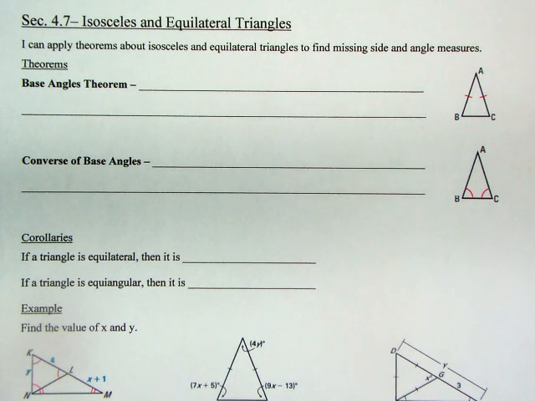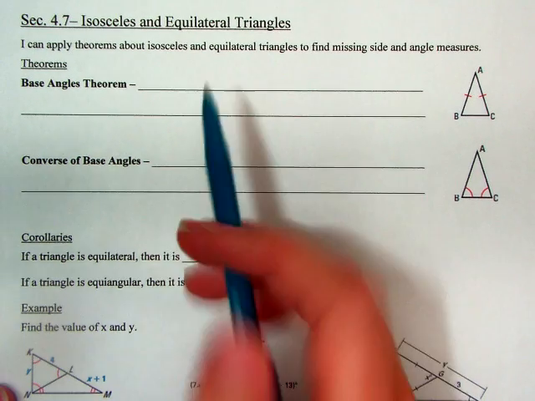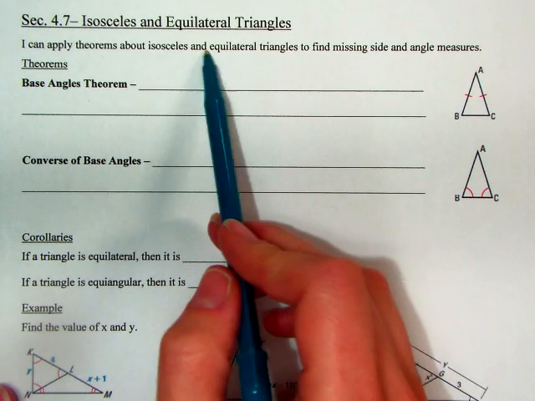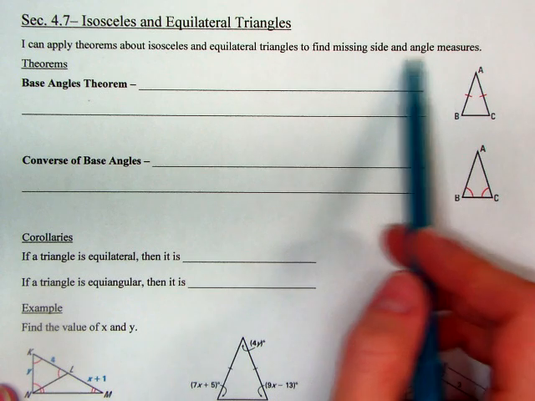Okay, this is section 4.7, and we're going to be talking about isosceles and equilateral triangles today. The whole lesson is about those two types of triangles. So by the end, you're going to be able to do a bunch of different problems with isosceles and equilateral triangles in order to find missing sides and angles.